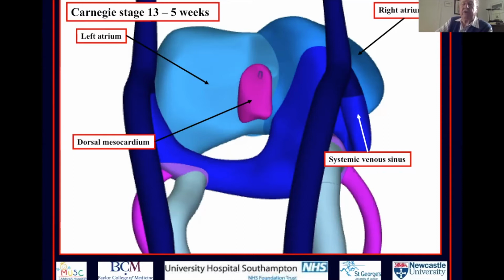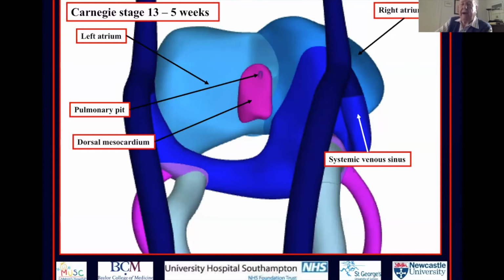Now Wout and Jill have also reconstructed a tiny little pit within the dorsal mesocardium. And this pit is better seen from the inside. It is between two folds that I'm going to show you very shortly, and that pit will be the site where eventually the pulmonary vein opens into the atrial cavity.